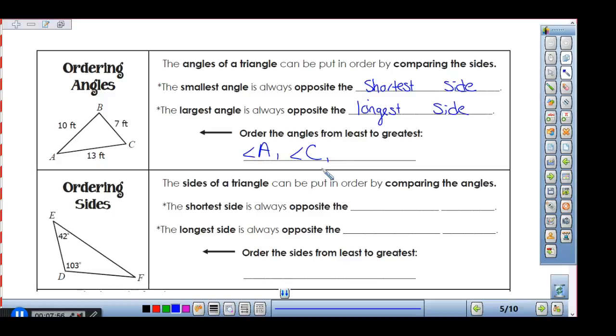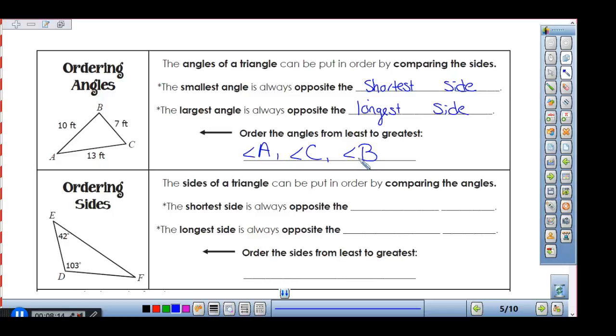Now what's my longest side? 13. 13 is my longest side. What's across from it? Angle B. It's interconnected, so it wouldn't be. I get it.